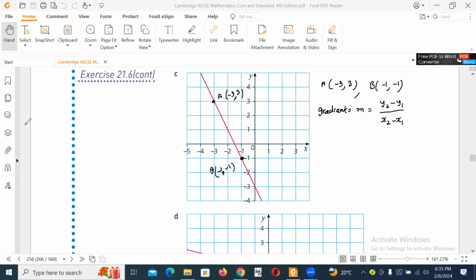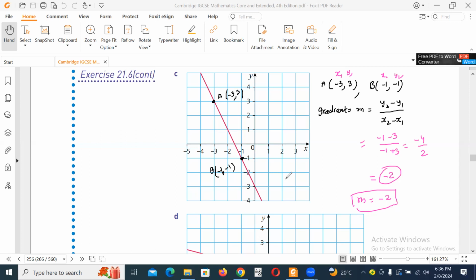Now if we check what x2 and x1 are, those values are here: x1, y1, x2, y2. So if you replace, it would be -1 minus 3, so we are getting -4 over 2. That means it is equal to -2. So we find out m, the gradient, is equal to -2. So remember, when the line goes from left to right downward, the gradient is always negative.